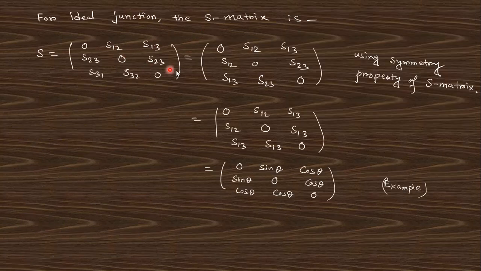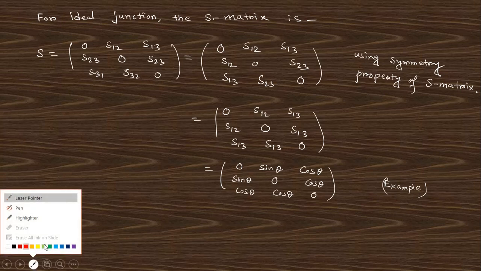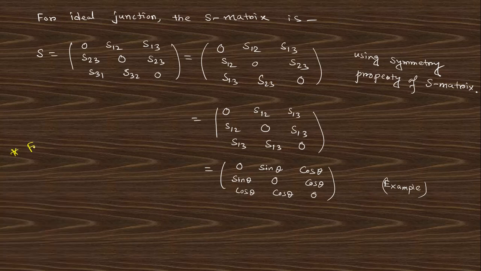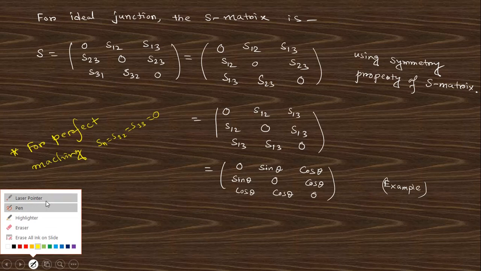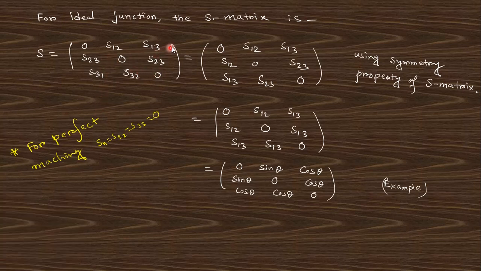So if you use this property, the diagonal will be 0 in the same manner, because for perfect matching, the diagonal terms are 0. Perfect matching can be achieved using a matching box, in which there is an inductor and capacitor. For perfect matching, S11 equal to S22 equal to S33 will be 0. So these are equal to 0. So S12, S13, S23.